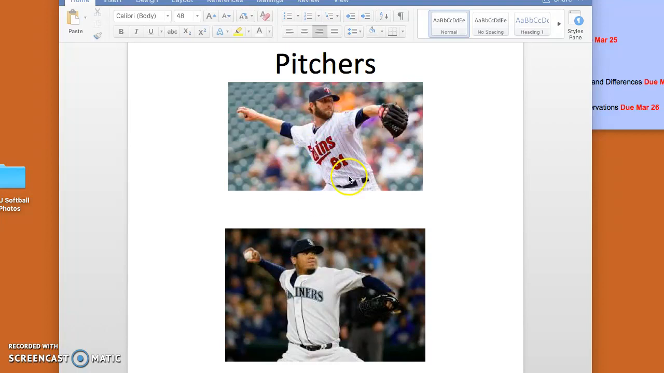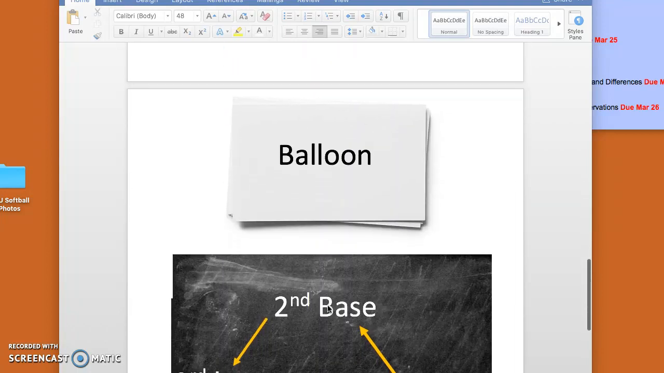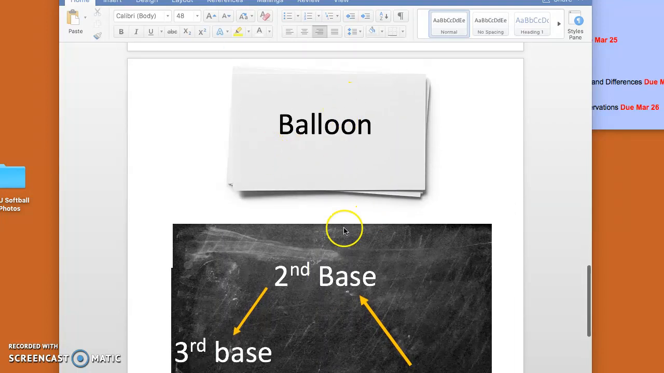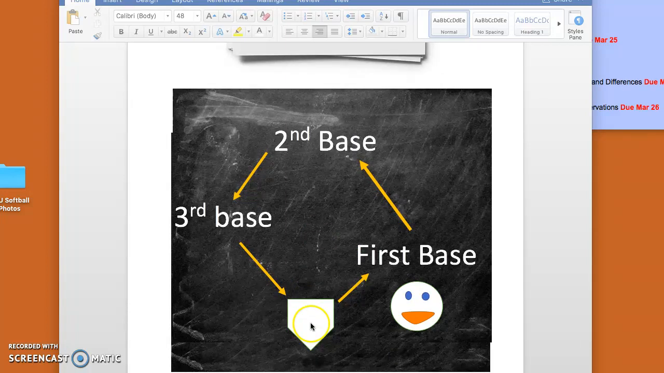So for example, if the Twins pitcher picked a card and read it out loud, then a team member of the Mariners would go up and have to spell the word correctly on the board. If the word is balloon and the student spells it correctly on the board, then they get to go stand in front of the chalkboard where it says first base. And continuously throughout that, it's just like baseball.